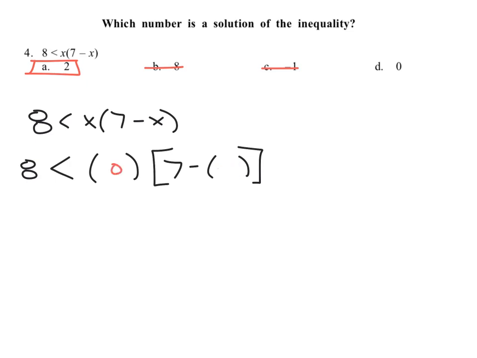We're going to put in 0. Eight is less than, well, this says 0 times 7 minus 0, which is 7. Anything times 0 is 0, right? So we've got 8 is less than 0. Is 8 less than 0? No, that's not true either. So it was the first one. We found it straight away, but we checked the other ones just to be sure. Okay?